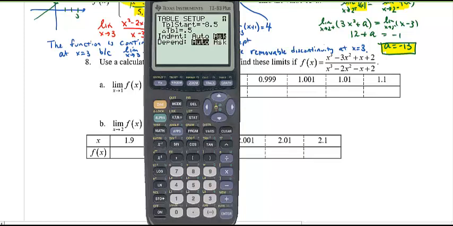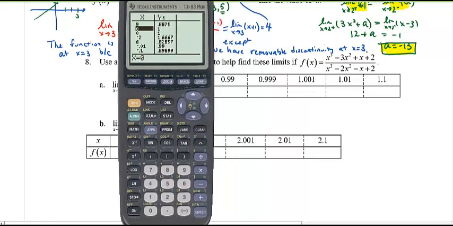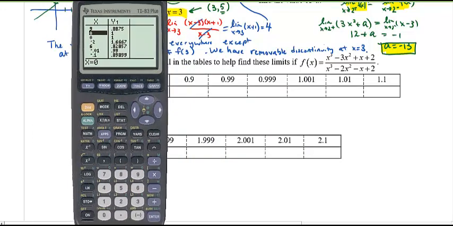Let's see if it works. Go to my table feature. Can I actually plug in numbers? Oh, I can. Oh, great. So as long as it says ask for the independent variable, that's your x value, then you can type them in. And as long as dependent says auto, it will automatically fill in the dependent variable, or the y variable, for you.